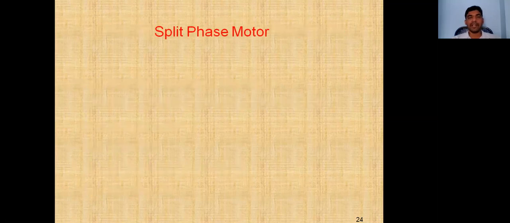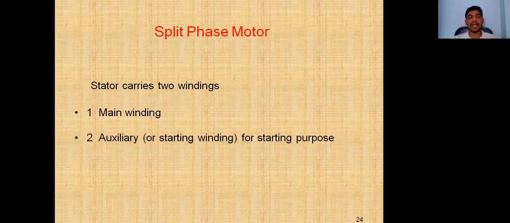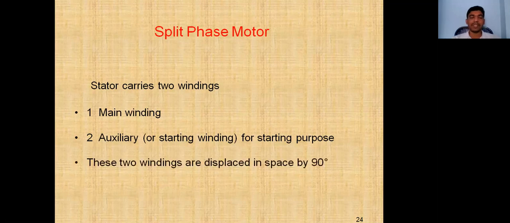Coming to the split phase motor, the stator carries two windings. One is the main winding, another one is the auxiliary winding or starting winding. These two windings are displaced in space by 90 degrees.